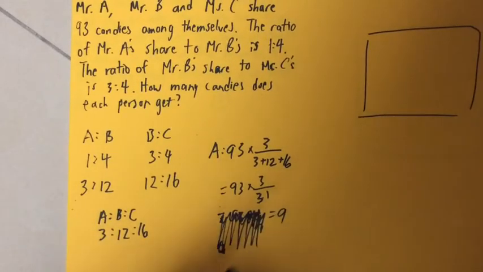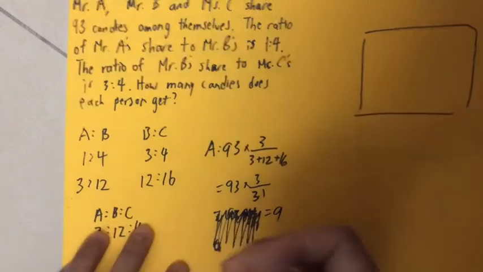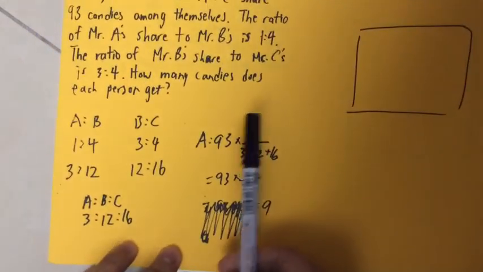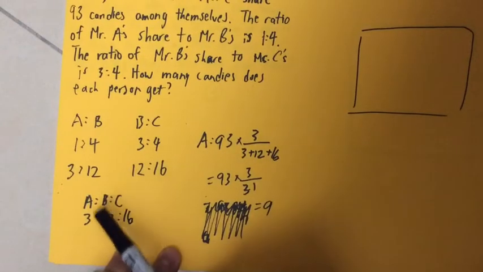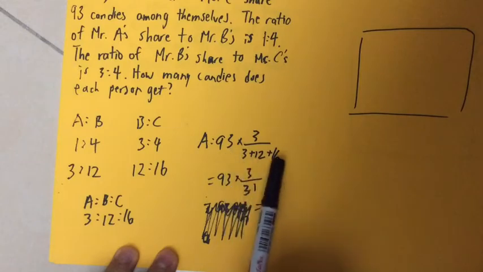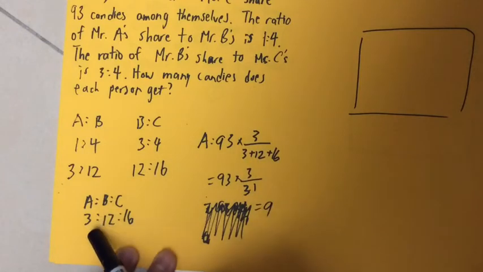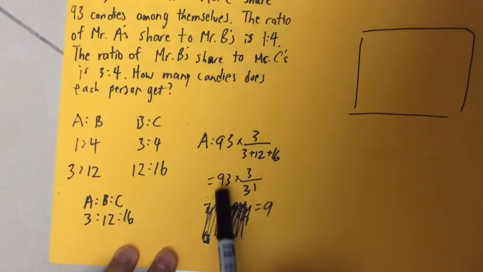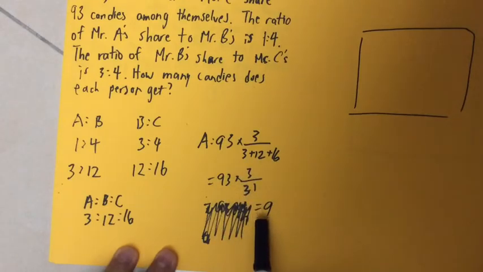Okay. Now, to find out how many candies A would get, we take 93 and multiply that by 3, the number in the ratio, and we divide it by the total of all 3 numbers, 3, 12, and 16. In that case, that would be 31. And if we solve for that, we'll find that our answer is 9.